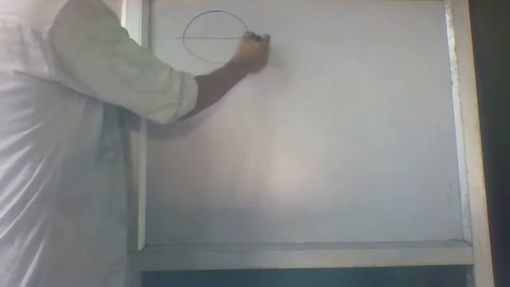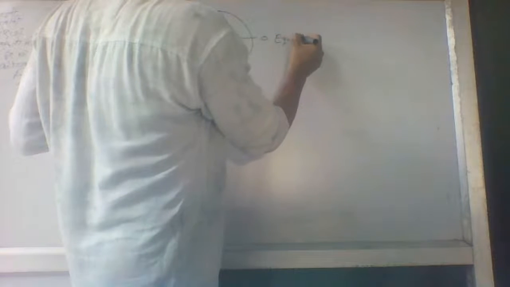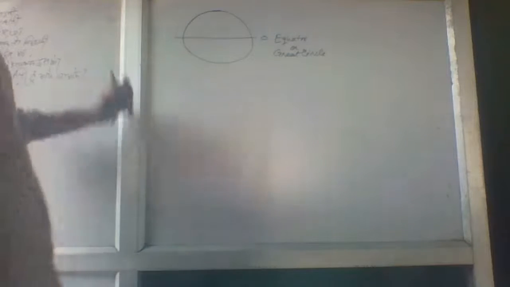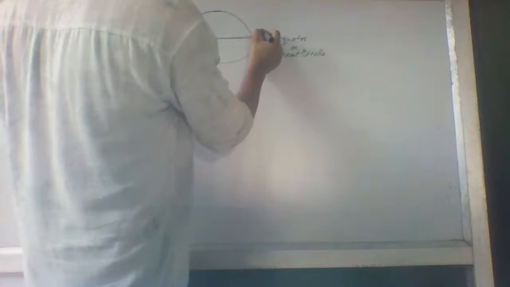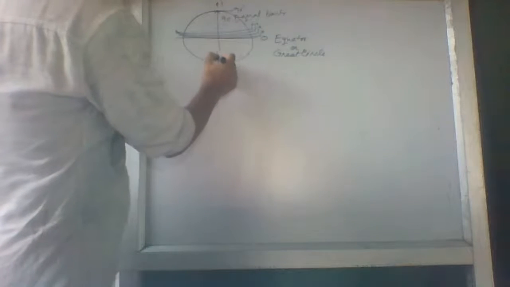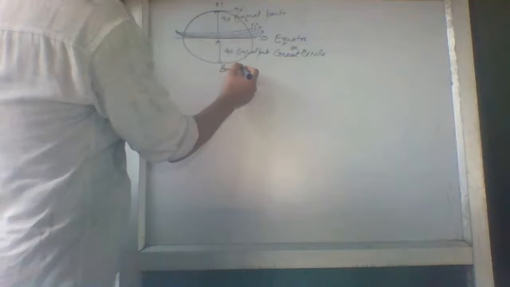So, if this is Earth, the line which is taken as 0 degree is known as the equator, and it is also a great circle. Now, every latitude is of 1 degree, 1 degree, 1 degree, 1 degree. Like this, it will reach up to here at 90 degree. It means 90 equal parts of latitude towards the north and 90 equal parts towards the south. Southern end.